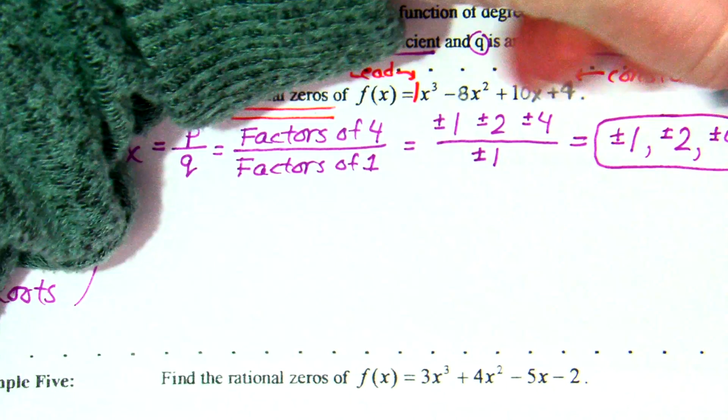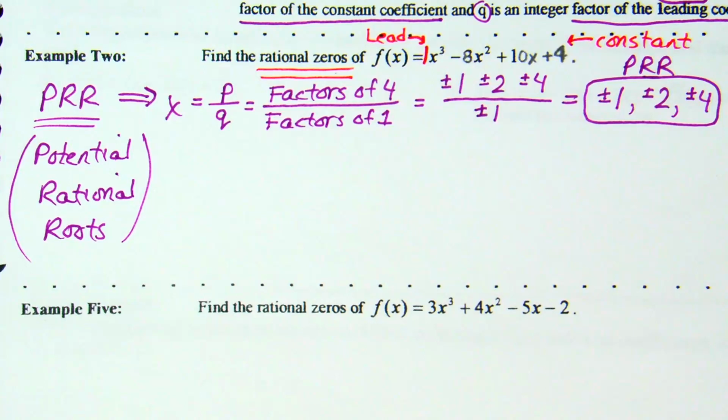Sorry, let me zoom out a little bit so everyone can see what I wrote. But this is if you're asked for just your potential rational roots. No matter what the solutions are, the rational ones are included in this list. Irrational ones are not. We have to do something different to find those.